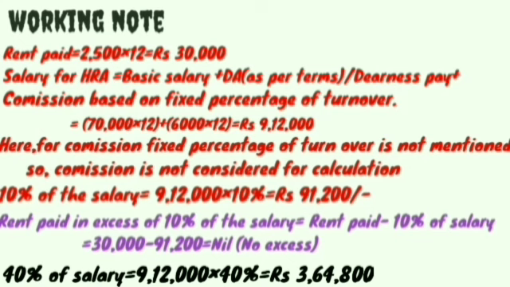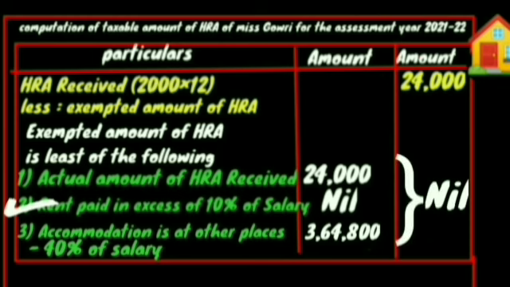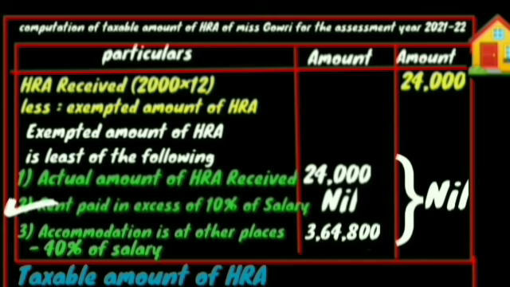40% of the salary is equal to 9,12,000 into 40% is equal to rupees 3,64,800. Here, least of the following is rent paid in excess of 10% of the salary. So, exempted amount of HRA will be nil. Taxable amount of HRA is 24,000 minus 0 is equal to 24,000.